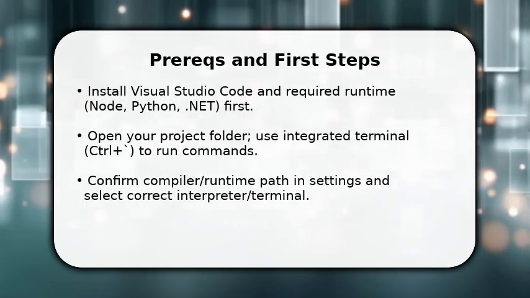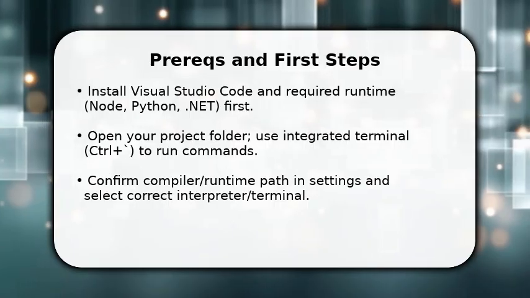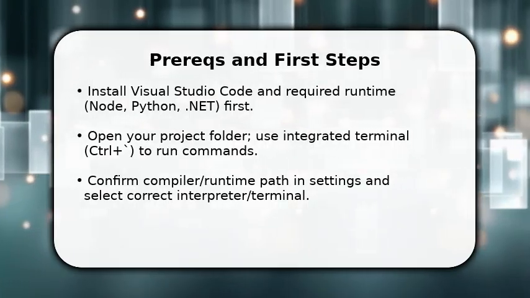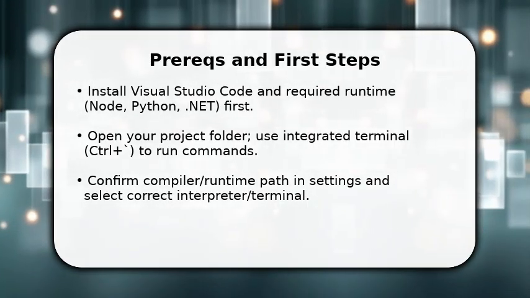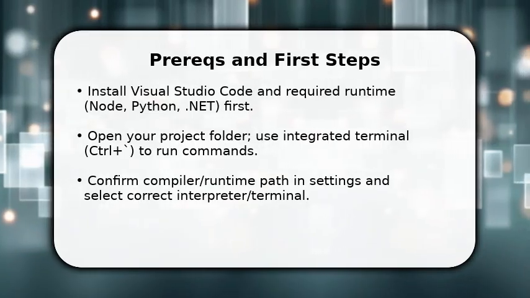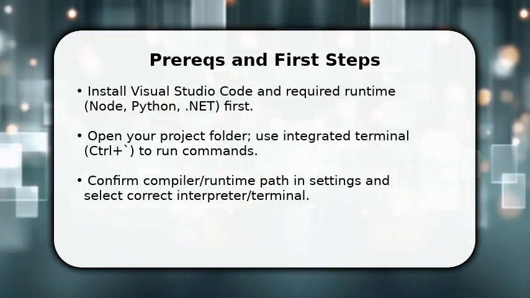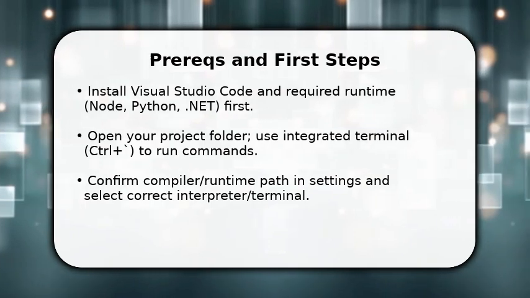Make sure tasks.json or launch.json exists when needed. These tell VS Code how to run your code. This immediate action starts the pipeline that will feed output into the debug console or terminal.